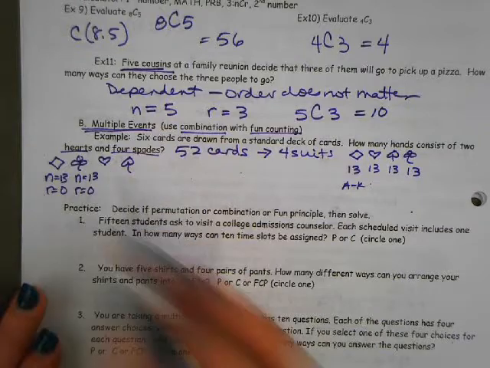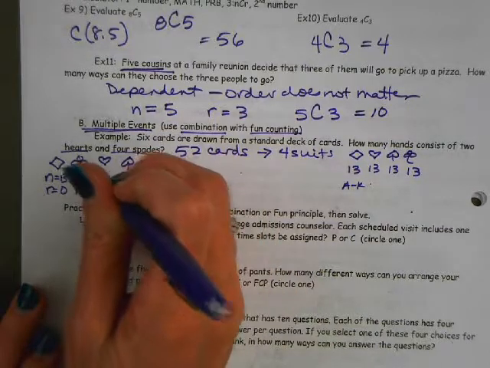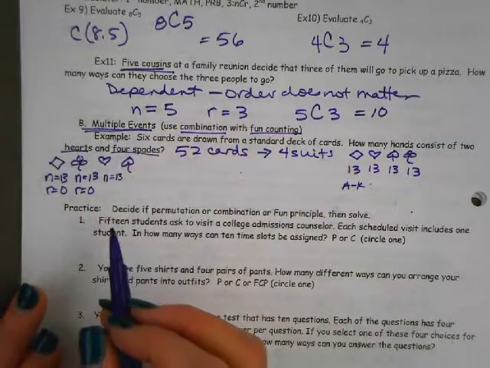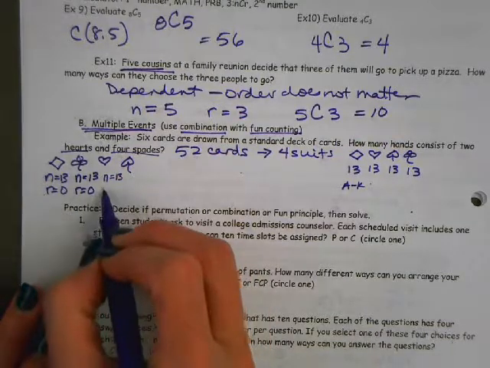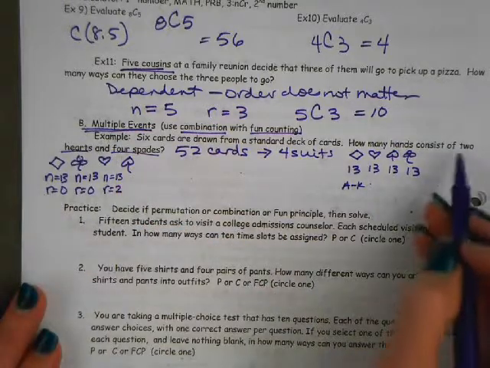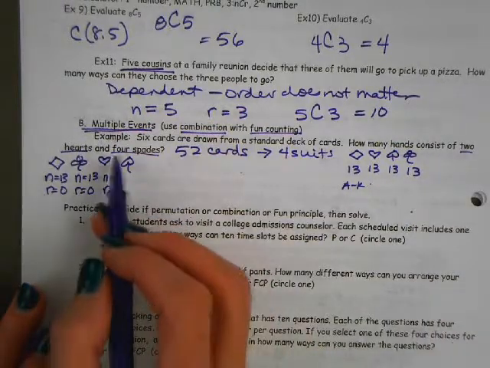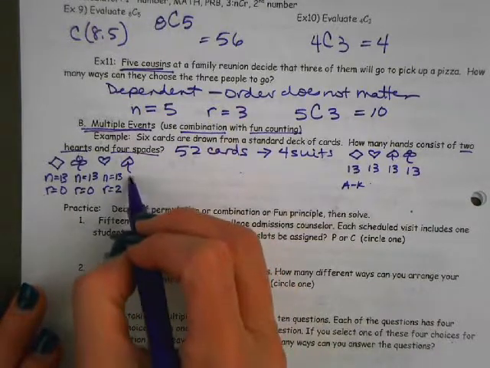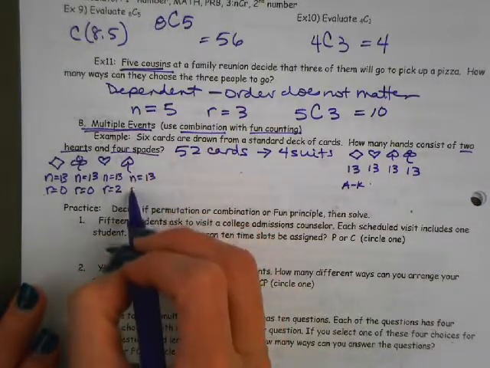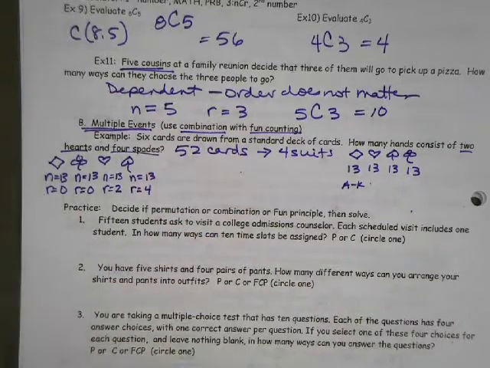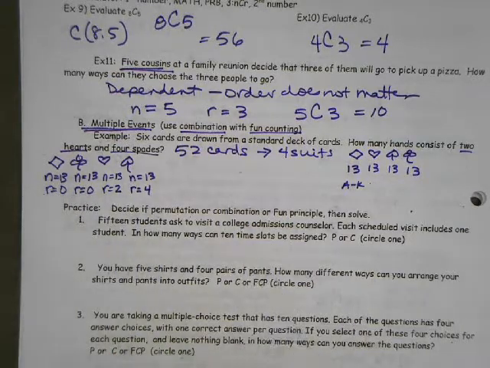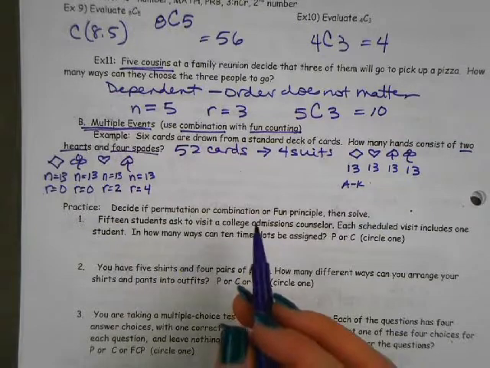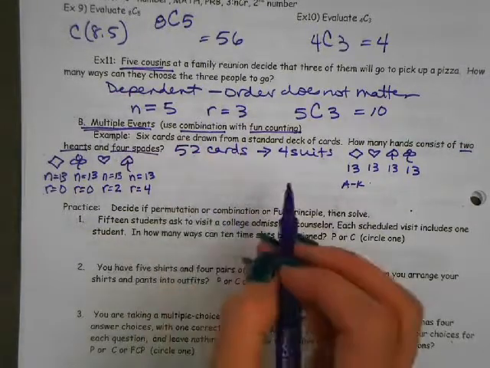Then I get to hearts. How many hearts do I have? I have 13 total. How many of those can I pick in this situation? What's my R going to be? 2. Because I want 2 hearts. And now it wants 4 spades. So, my N here is 13. What is my R? 4. Okay? Does it matter in which order I pick my heart versus my spade? No. So therefore I'm doing a combination, right?